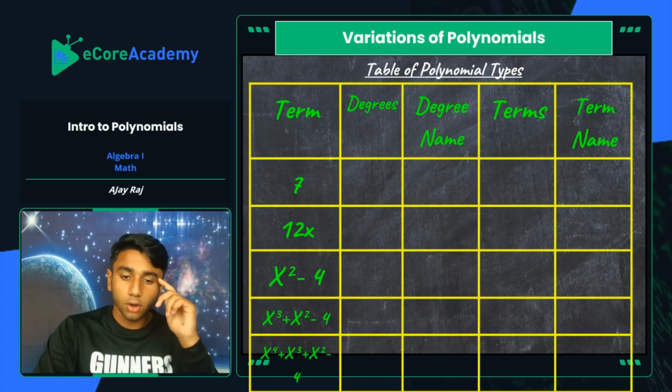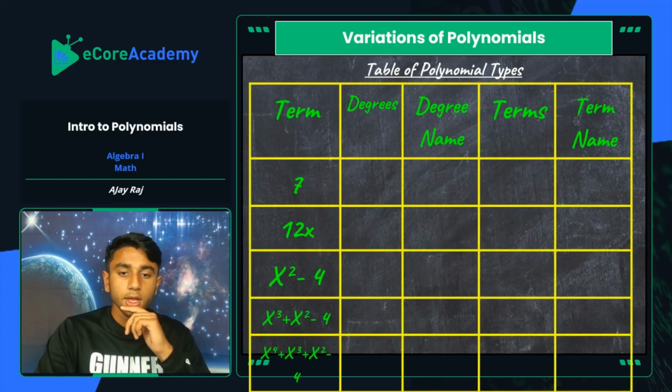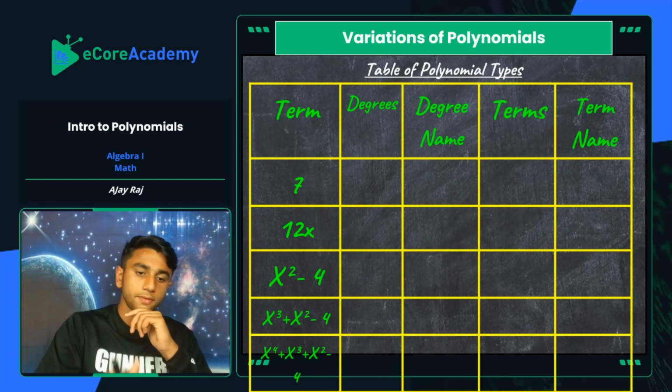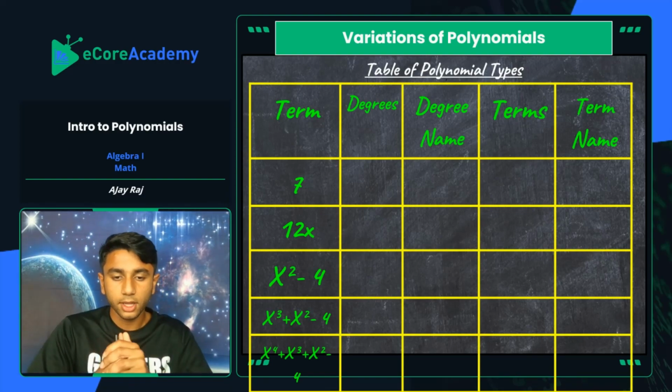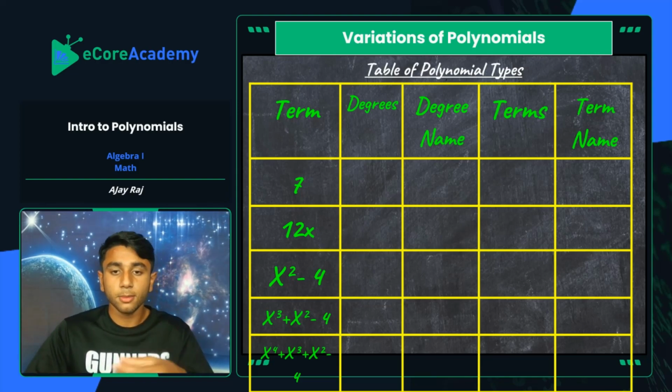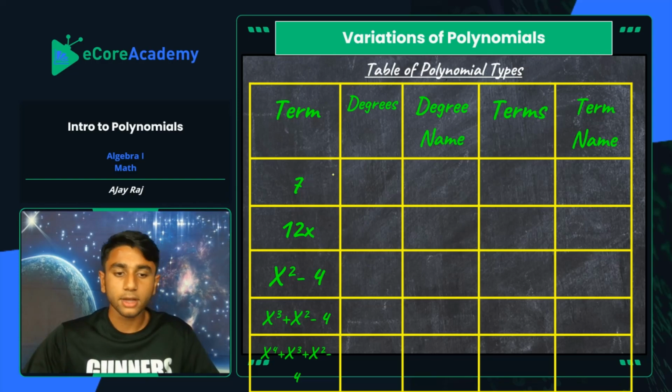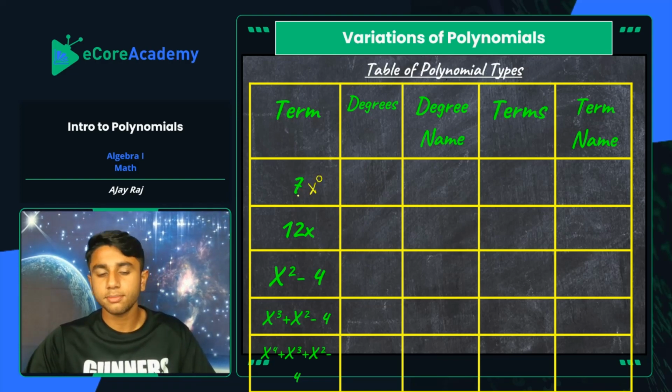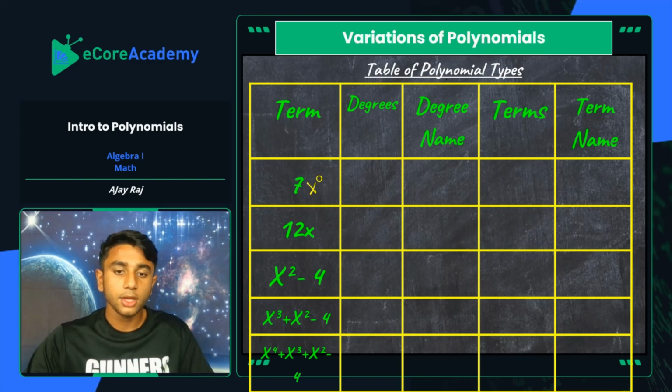So in this case, we have all of our terms included on the screen here. So that's going to be a term, it's going to be on the left-hand side. What are the terms that we're going to be identifying here? And then obviously the degrees, the degree name, terms, and the term name. So the degrees. Essentially, what is the degree of each term? So 7 right here. 7, we can merely rewrite this as 7x to the 0. Remember, that's our basic proof, just like you would do in geometry. So 7x to the 0, we know that all constants have a degree of 0. The name of this would be considered a constant here.